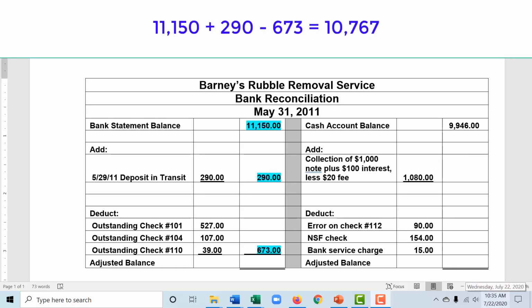Next, we take the bank statement balance of $11,150 and add the total additions of $290 and subtract the total deductions of $673 to get an adjusted balance of $10,767.